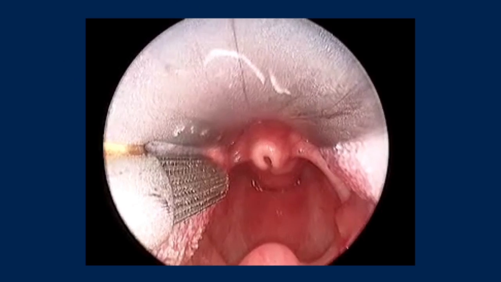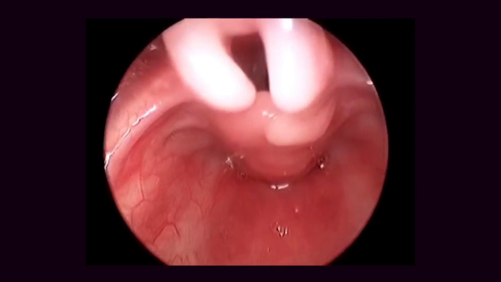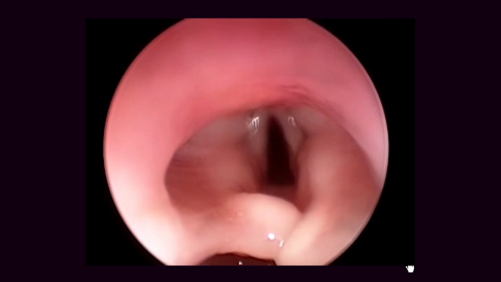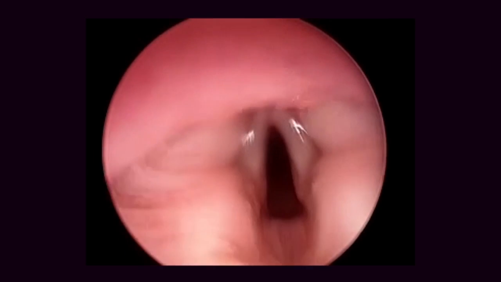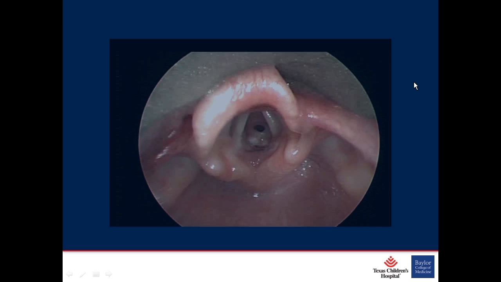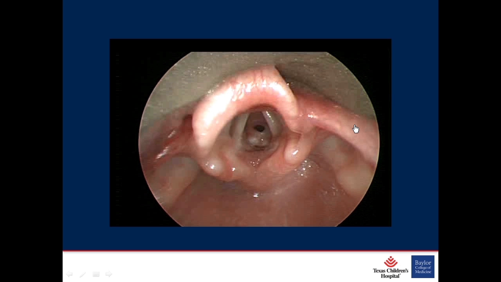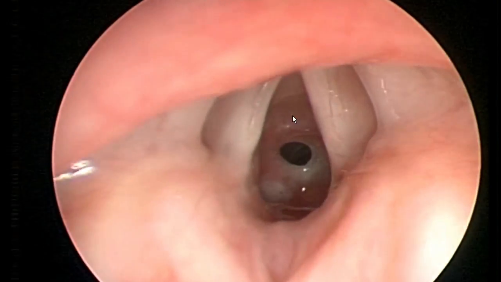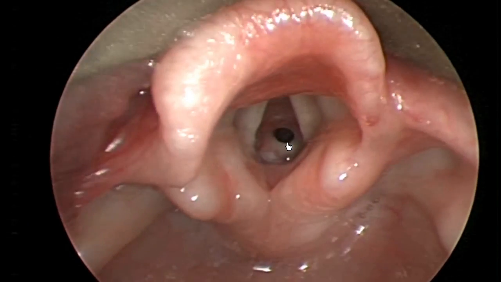This is a video of a patient of mine with laryngomalacia prior to surgery, and we can see how when he takes a deep breath in, this collapses in and it's floppy. This is another lesion sometimes we see. It's called subglottic stenosis. It can be congenital or due to trauma. In this case, you can see complete narrowing of the area right below the vocal cords.